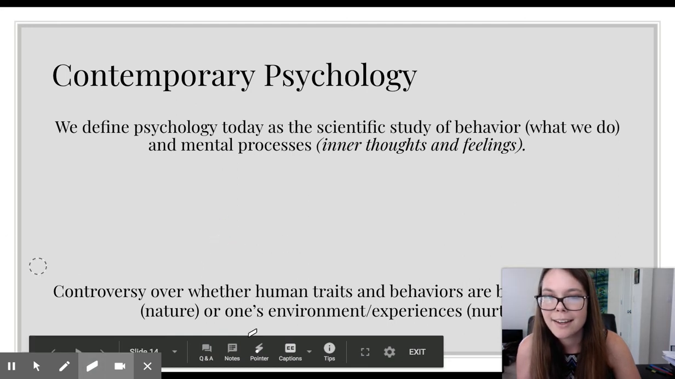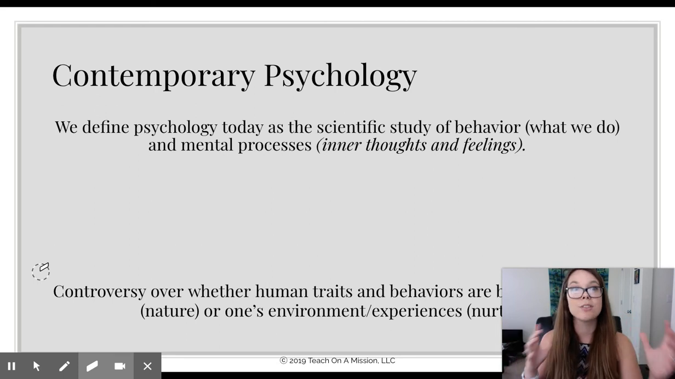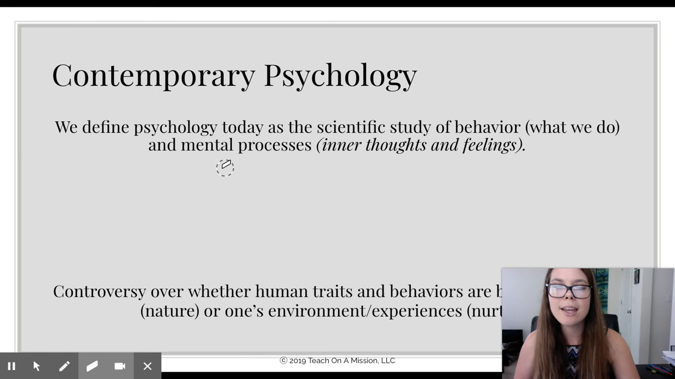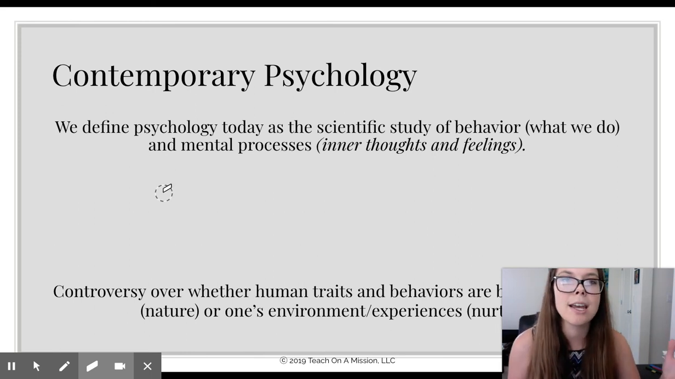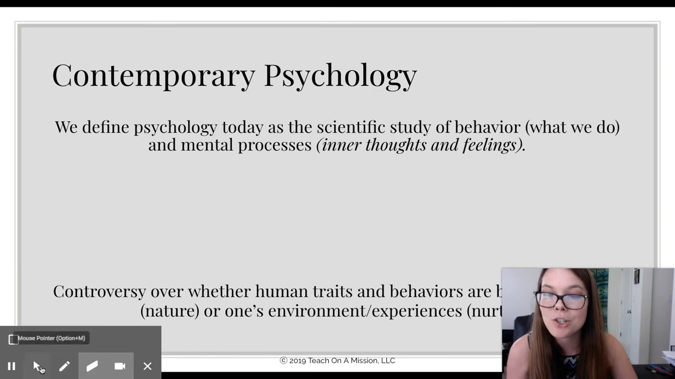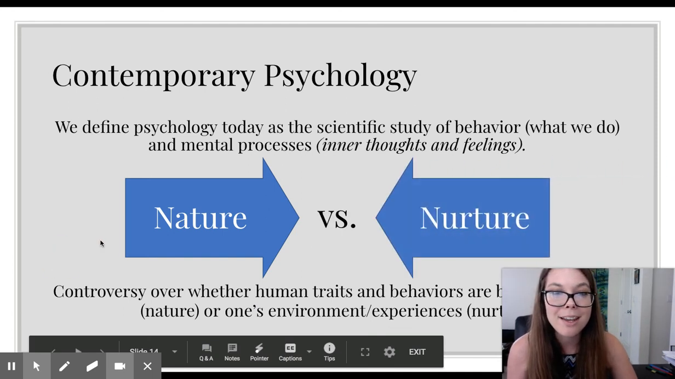Whoop. All right. So now we're getting into more contemporary psychology. These newer lenses have come to light since, okay? So again, like I said, we define psychology today as the study of behavior with our mental processes. And there is a controversy still, which I already mentioned, about what is nature and what is nurture.